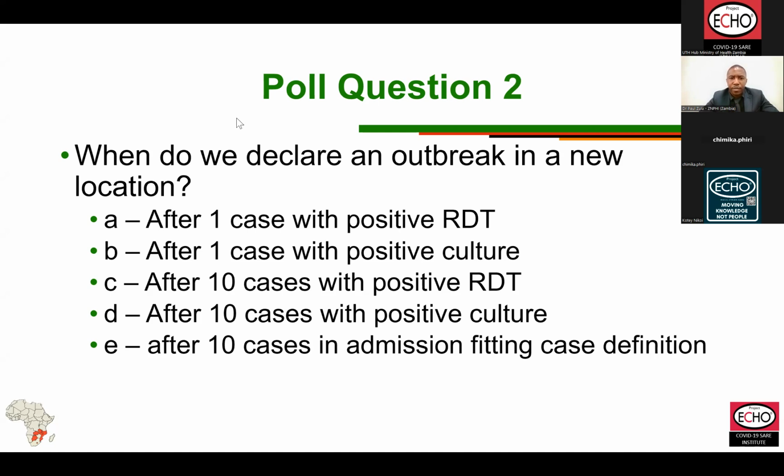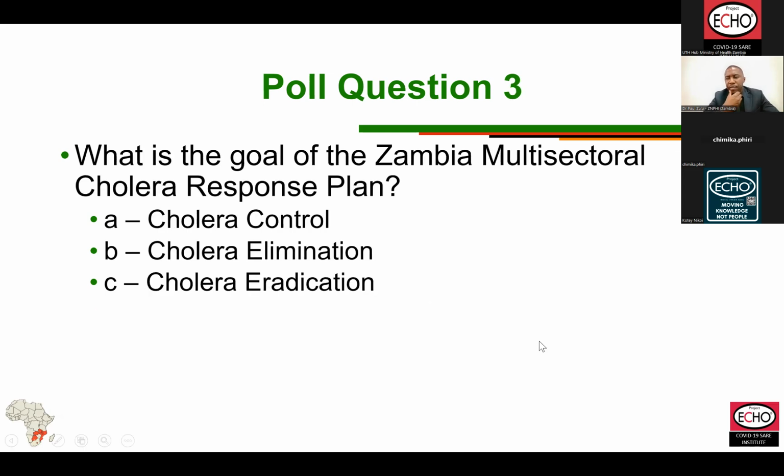Thank you, Dr. Zulu. So we go to the next. We have another question. The next question is, what is the goal of the Zambia multisectoral cholera response plan? We have three options here. A is cholera control, B, cholera elimination, C, cholera eradication.